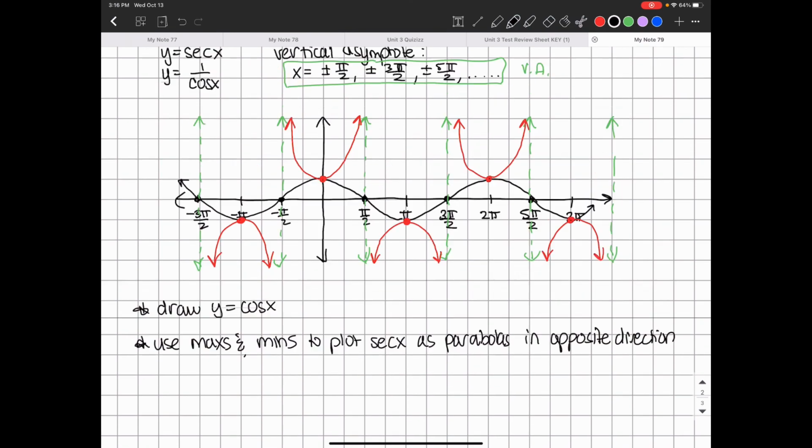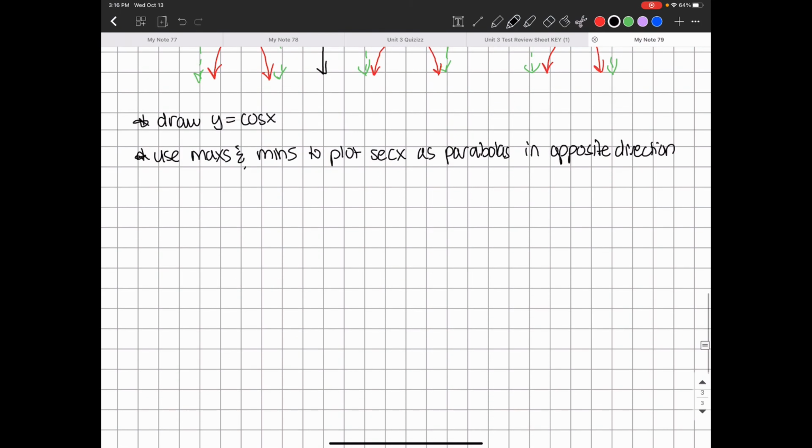And then the last one, it's basically the same, is cosecant. So cosecant is the opposite of sine. I write it like this, CSC of x. I can also write it as y is equal to 1 over sine of x. And so I need to keep in mind that sine of x cannot be equal to 0.